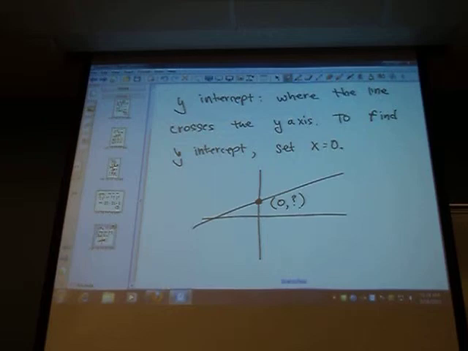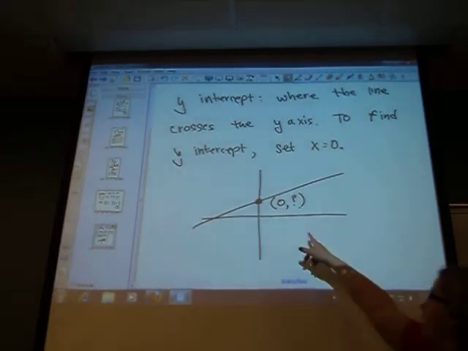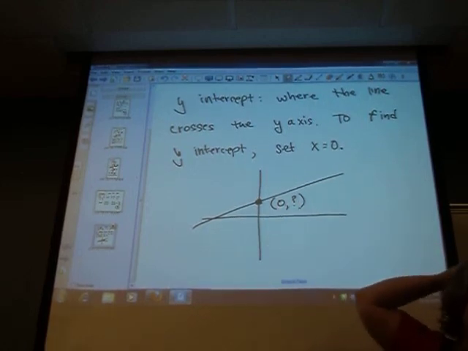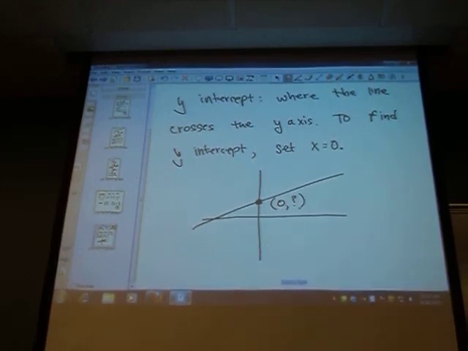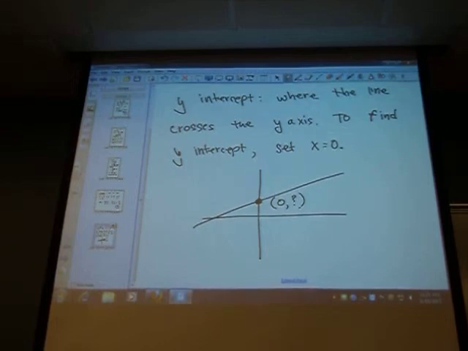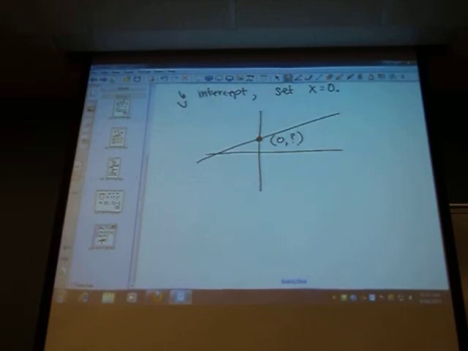That point would have the coordinates x is 0, and then y would be something, whatever I get when I plug in x equals 0. Okay, now the x-intercept. I got a question. Yes. And I cannot remember this.